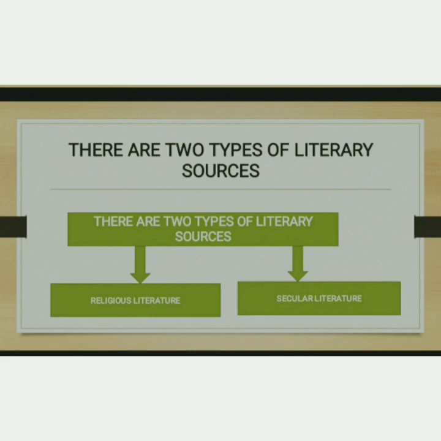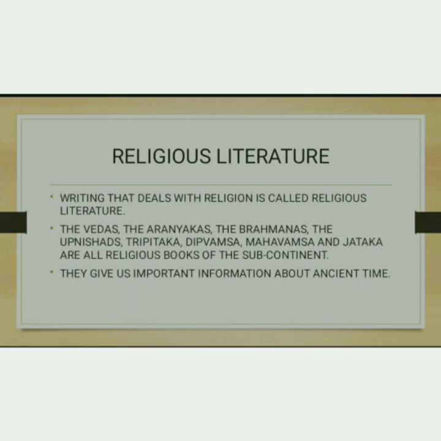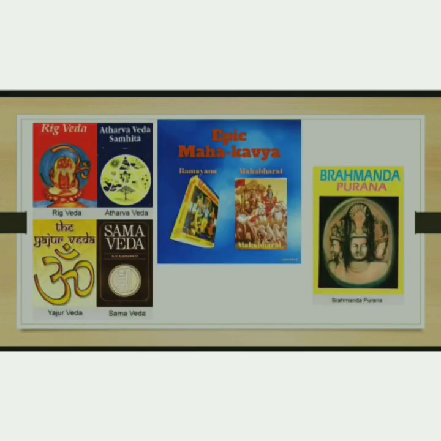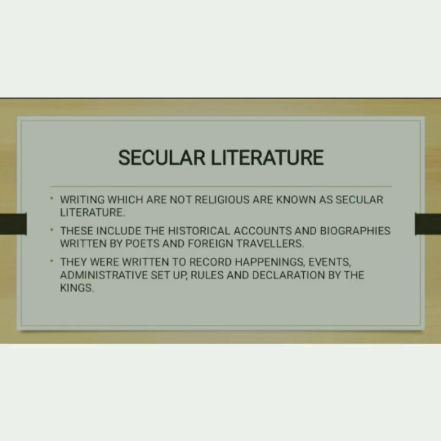Handwritten records of the past in the form of books are called manuscripts. These accounts of contemporary events help us in knowing our past and provide us information about customs, religious beliefs, and cultures of people. Literary sources may be divided into two parts, that is, religious literature and secular literature. Religious literature. Writing that deals with religion is called religious literature.